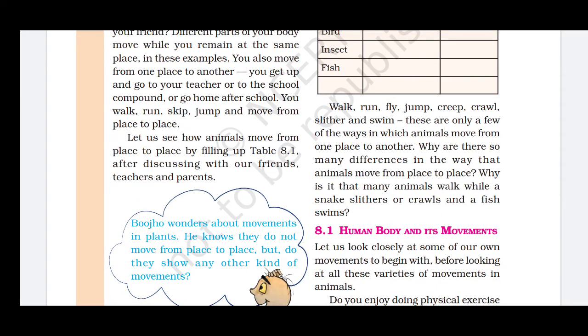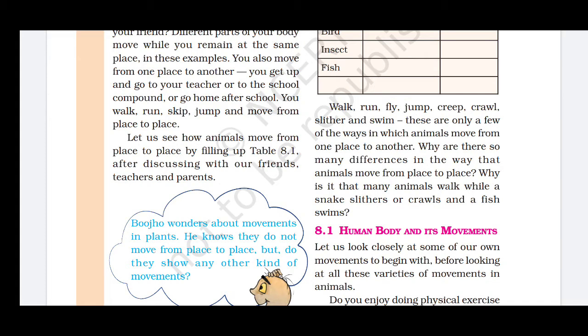Walk, run, fly, jump, creep, crawl, slither, and swim. These are only a few of the ways in which animals move from one place to another. Why are there so many differences in the way that animals move from place to place? We should ask the question why there is such a difference.